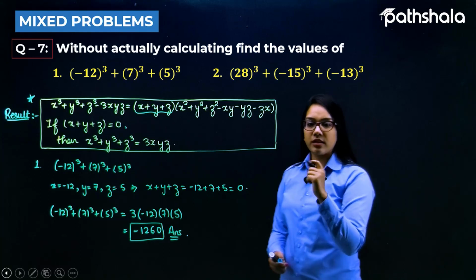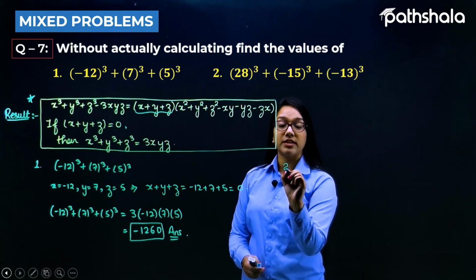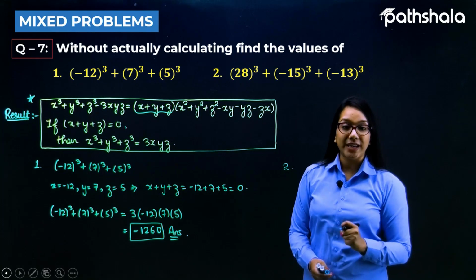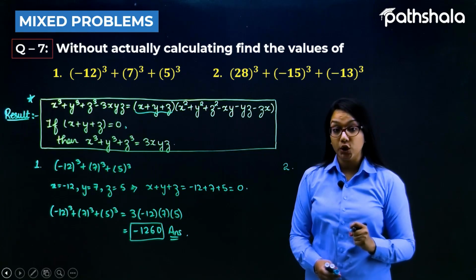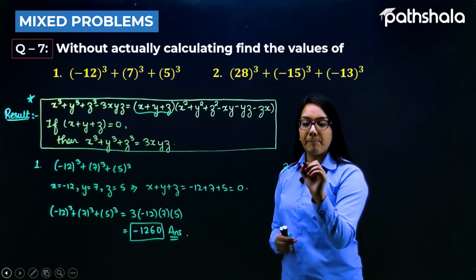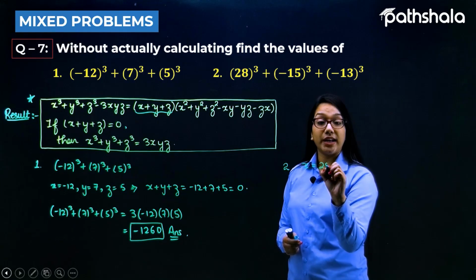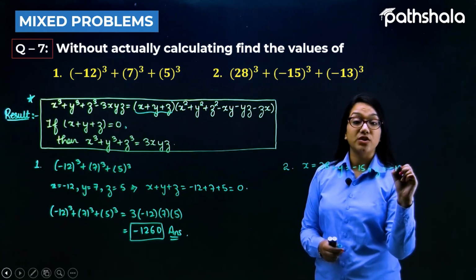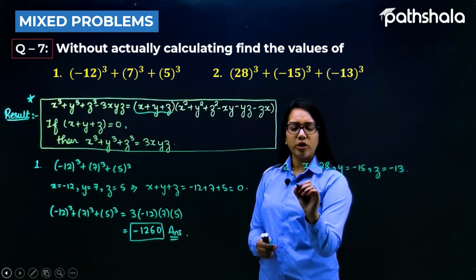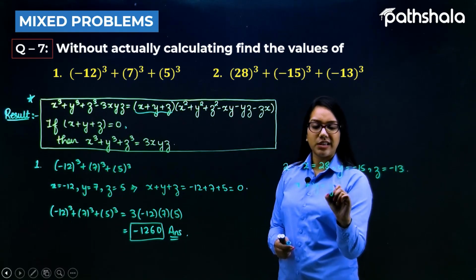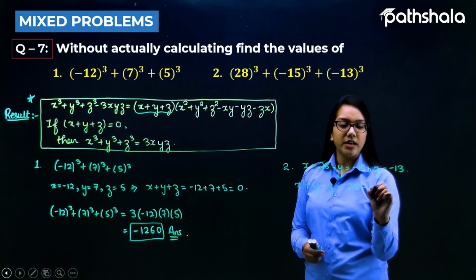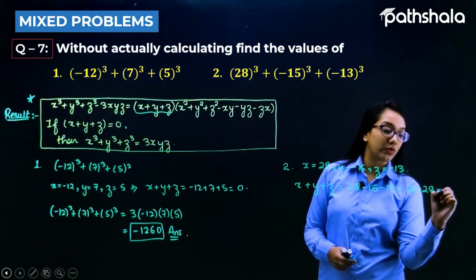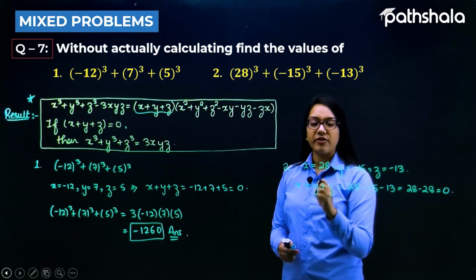Now using this result again, we are solving the second part. The second part is 28 cube plus minus 15 cube plus minus 13 cube. So if we compare, x is 28 over here, y is minus 15, and z is minus 13. Now let's add up all these values, x plus y plus z. It is 28 minus 15 minus 13. Obviously it is 28 minus 28, which is equal to 0. Again it is satisfying the very first condition.